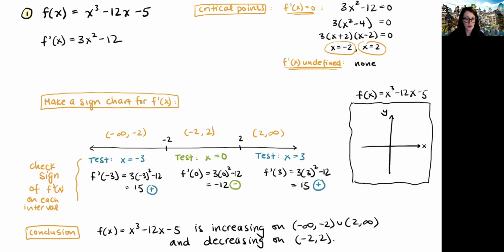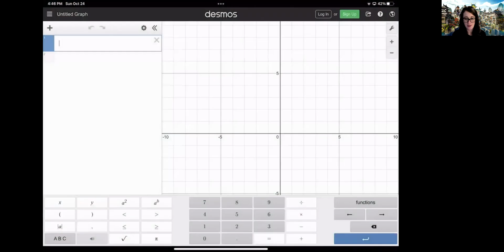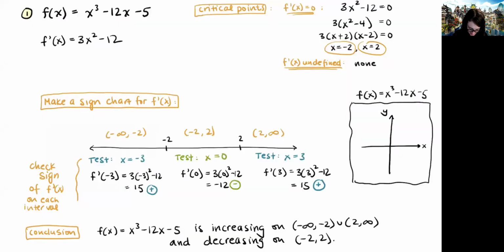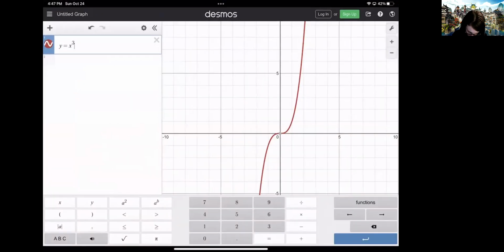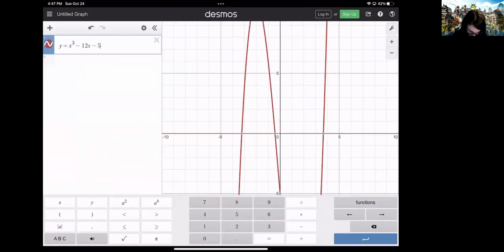Okay, so take out your calculator. If you don't want to go get your calculator, open Desmos or go to desmos.com or pull it up on your phone. It's a really cool site where you can easily graph stuff. So we've got y equals x to the third. I forgot what the function was. Minus 12x minus 5. All right, minus 12x minus 5.